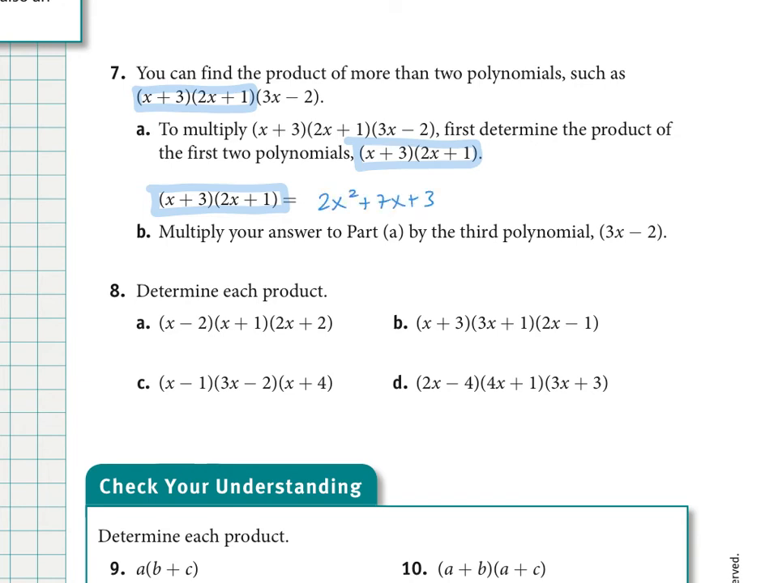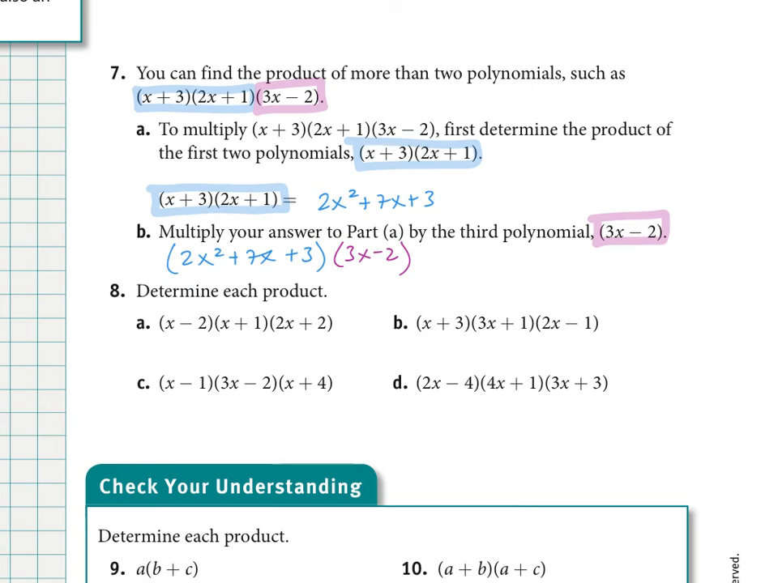All right, you should get 2x squared plus 7x plus 3 for that. So that's the result of when we multiply the first 2 binomials. And now remember, we have to multiply that times our 3rd binomial, 3x minus 2. So now here's what we're doing. We're taking 2x squared plus 7x plus 3, and now multiplying that times 3x minus 2. So that takes our new idea of a trinomial times a binomial.